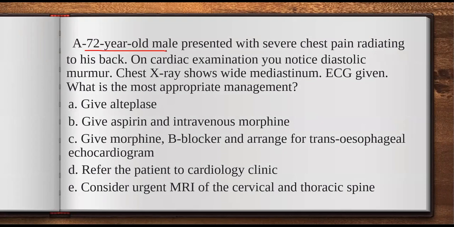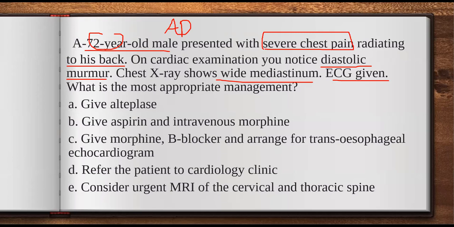You have got a 72-year-old male who presented with severe chest pain radiating to his back. On cardiac examination, you notice diastolic murmur. Chest X-ray shows widening of the mediastinum. ECG given. What is the most appropriate management? Now, look at the question. 72-year-old male comes to you with severe chest pain radiating to the back. Chest pain radiating to the back in elderly, you should always think about aortic dissection.